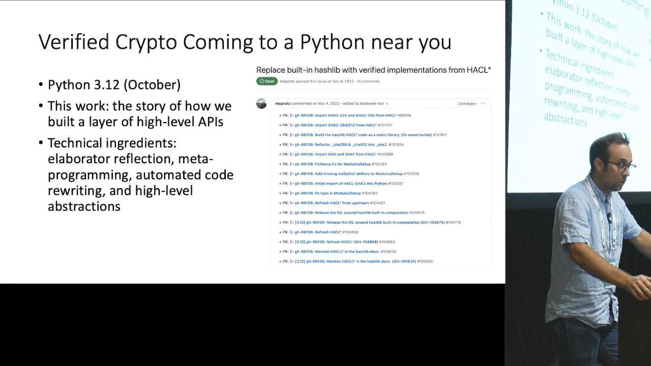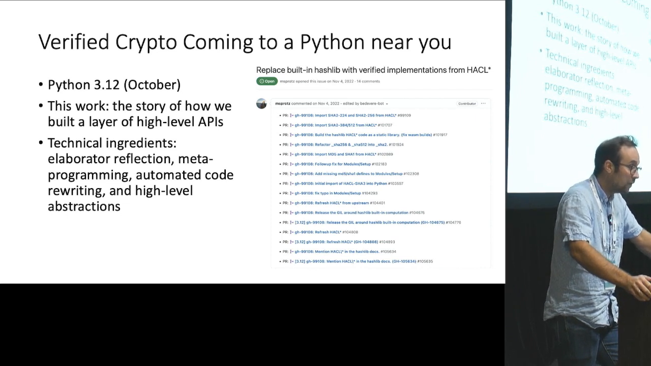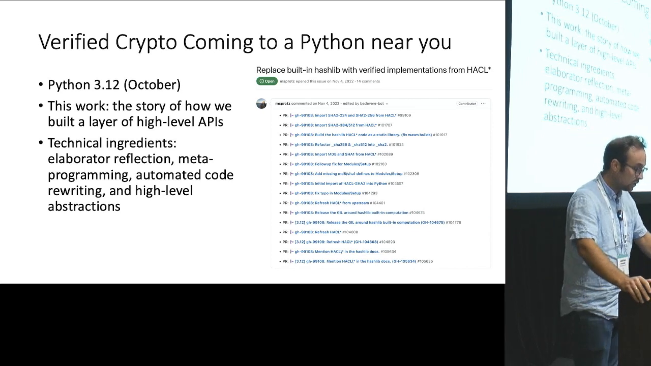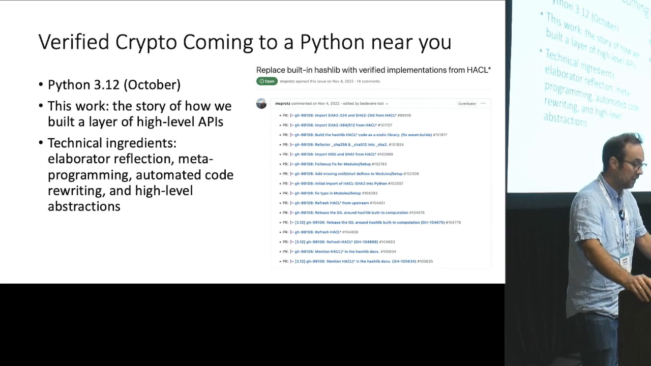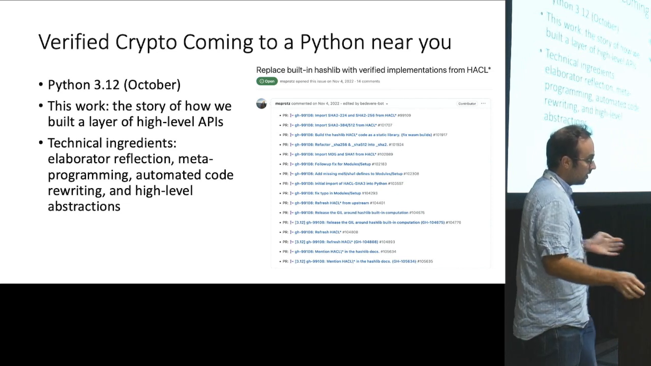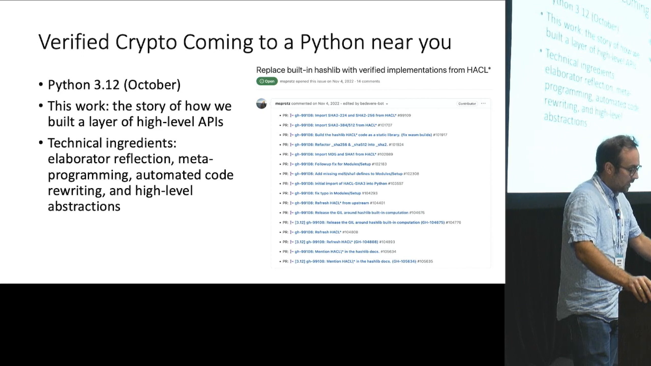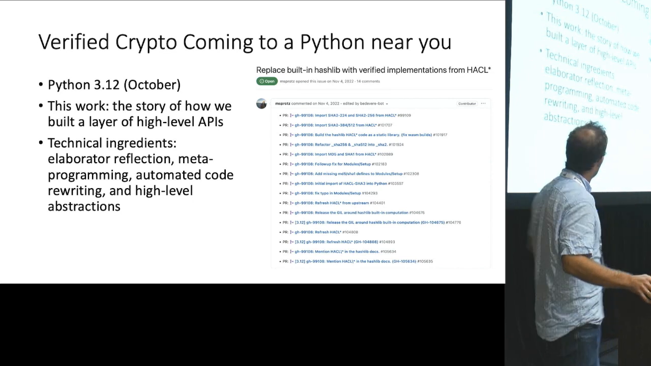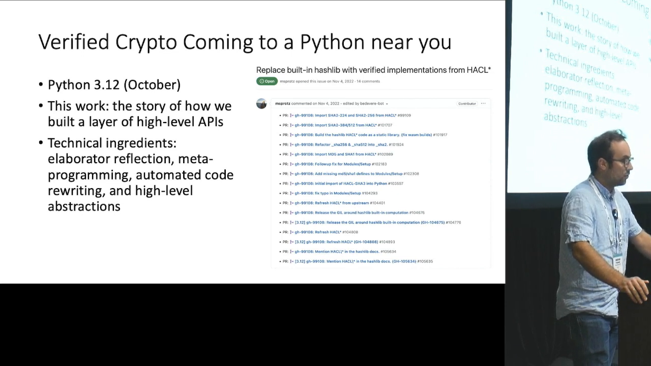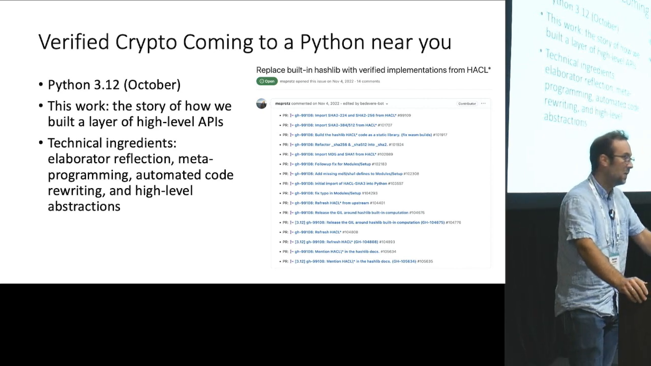Starting in October, if you're using Python, and specifically Python 3.12, you will be enjoying verified cryptography, specifically for the hashing library that is part of the Python repository. So this talk is the story of how we built a series of high-level APIs that allowed us to be very productive and save a whole lot of work in producing that code that went into Python. The technical ingredients are terms that should be very familiar to this audience: elaborator reflection, metaprogramming, automated code rewriting, and high-level abstractions. To the right is the series of PRs that went into Python.